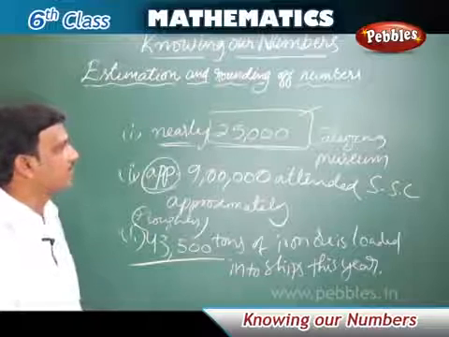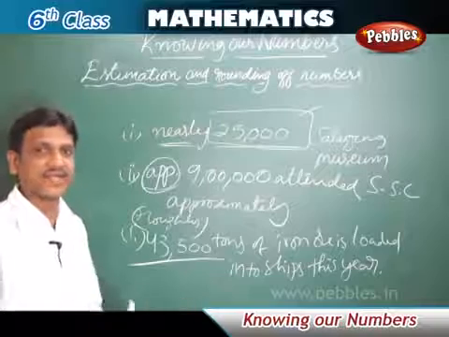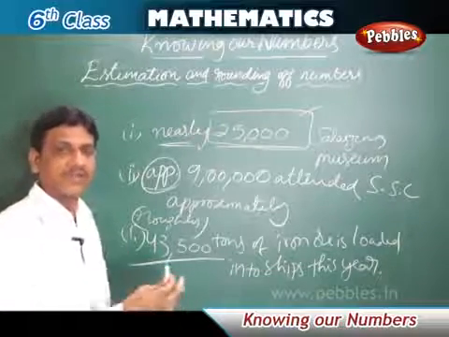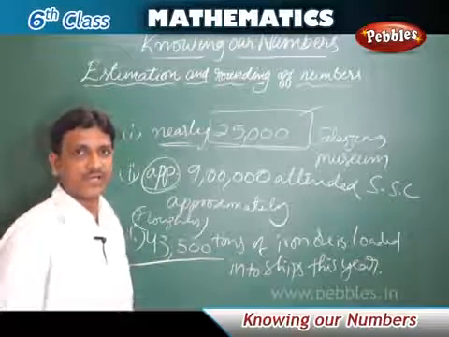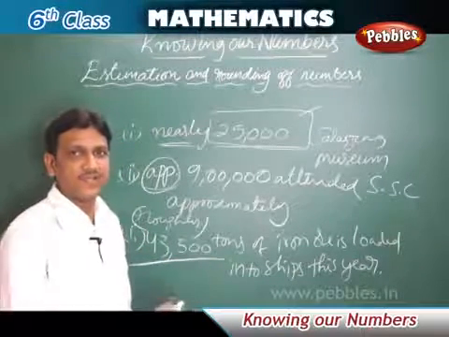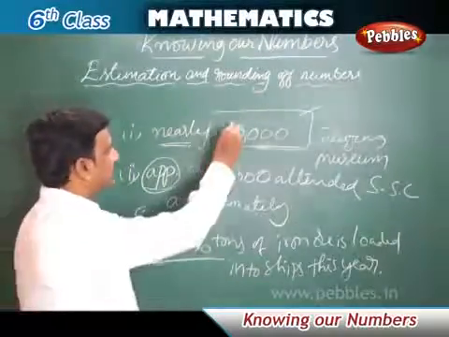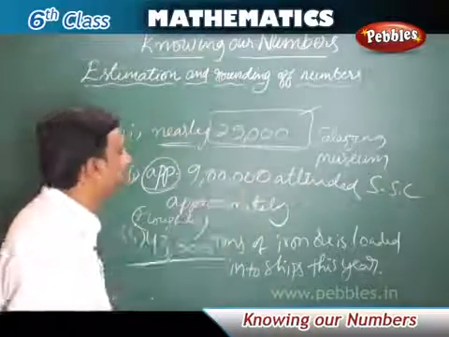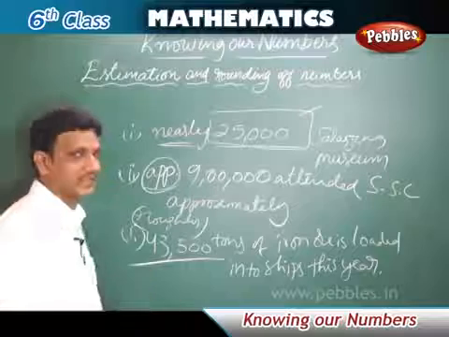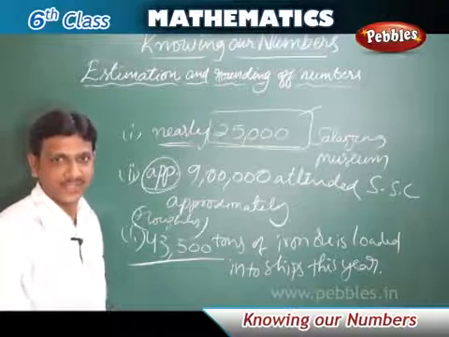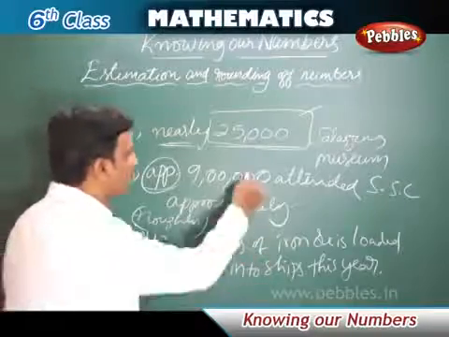Say nearly 25,000 people visited Salarjung Museum in this month. So this is for a comparison. When we take bigger numbers for comparisons, generally they are rounded off. When they are rounded off, that will be a convenient way to compare. Here, this 25,000 is not the exact number, it is nearly. That means it may be around 24,999 or it may be around 25,020 or 30. So it will be around 25,000, more or less. So it is rounded off to 25,000.